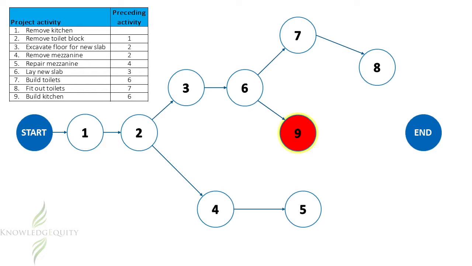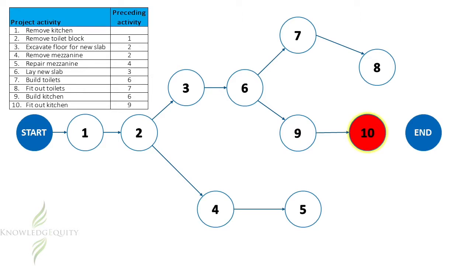We are now really close to finishing this drawing, so we need to look at activity 10. Fit out the kitchen, with its preceding activity as activity 9. So the arrow is drawn from activity 9 to activity 10. And we have now completed the review of all activities, and we have 3 paths. We need to complete these paths by linking up the final activities on each path to the end node. That is activities 8, 10 and 5.